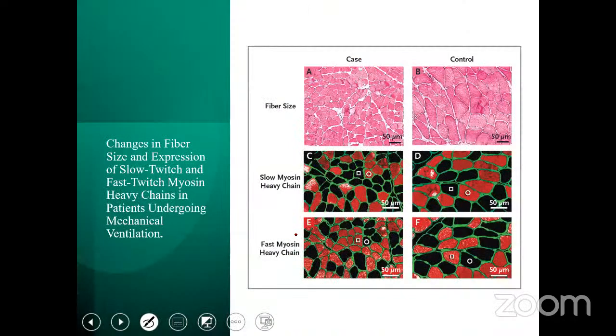If you look at our case and the control, you can see the fiber size difference, how big and how small these fibers are. They show myosin heavy chains. You see the case and you see the myosin distribution. Fast myosin heavy chains, you can see. So there's a control. The changes in fiber size and expression of slow twitch and fast twitch myosin heavy chains are seen in patients who are undergoing mechanical ventilation.